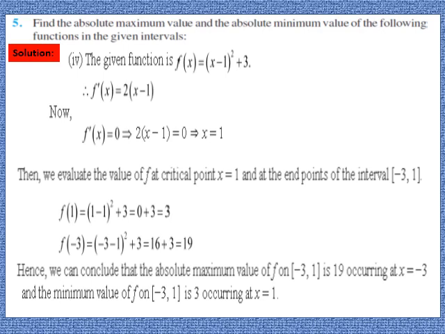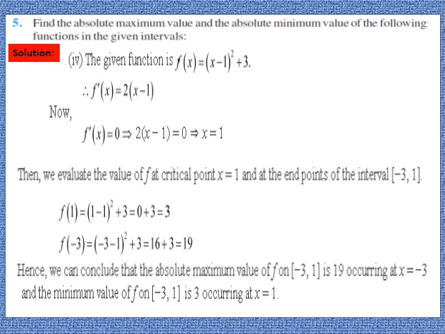Clear? So we got the point x = 1, and the end points of the given interval are -3 and 1. Finding the value at these points, we get f(1) = 3, and f(-3) = 19. So the absolute maximum of the given function is 19, occurring at x = -3, and the absolute minimum is 3 at x = 1.